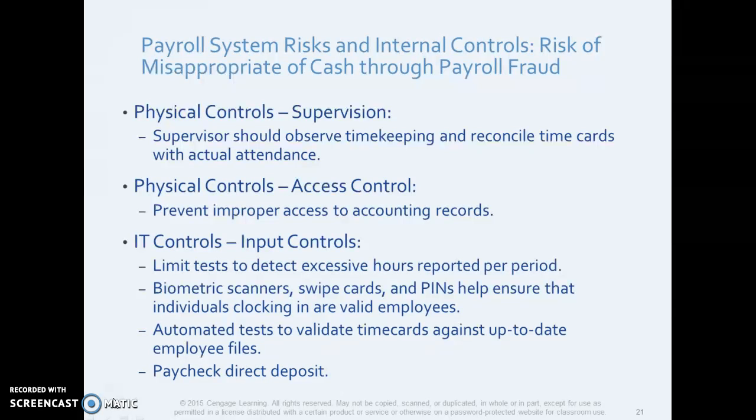So, what are additional controls? Supervision. Supervisors should observe timekeeping and reconcile time cards. Physical controls prevent improper access to accounting records. So I'm sure at work everyone has access to different things. And lastly, we're going to do limit tests to detect excessive hours reported per period, biometric scanners.